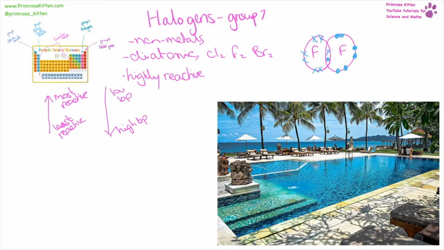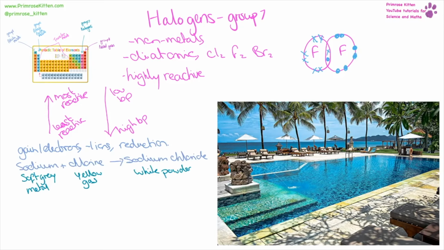When they react, they're going to gain an electron, meaning they're going to form -1 ions, and gaining an electron is a reduction. They're going to react violently and rapidly with group 1 metals because group 1 metals want to lose 1 electron. For example, sodium, which is a soft grey metal, will react very violently, very readily with chlorine, which is a yellow gas, to form sodium chloride, which is a white powder or salt.